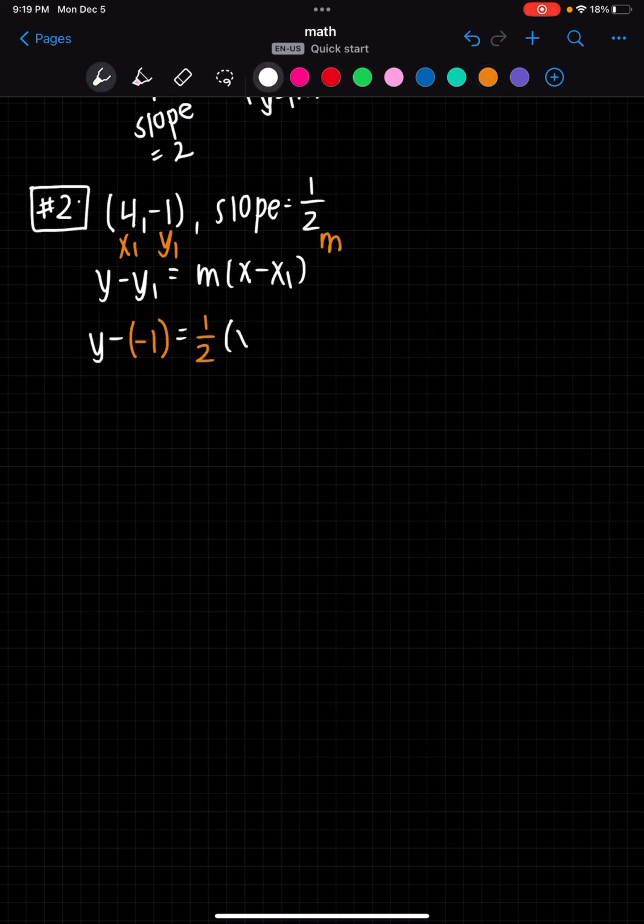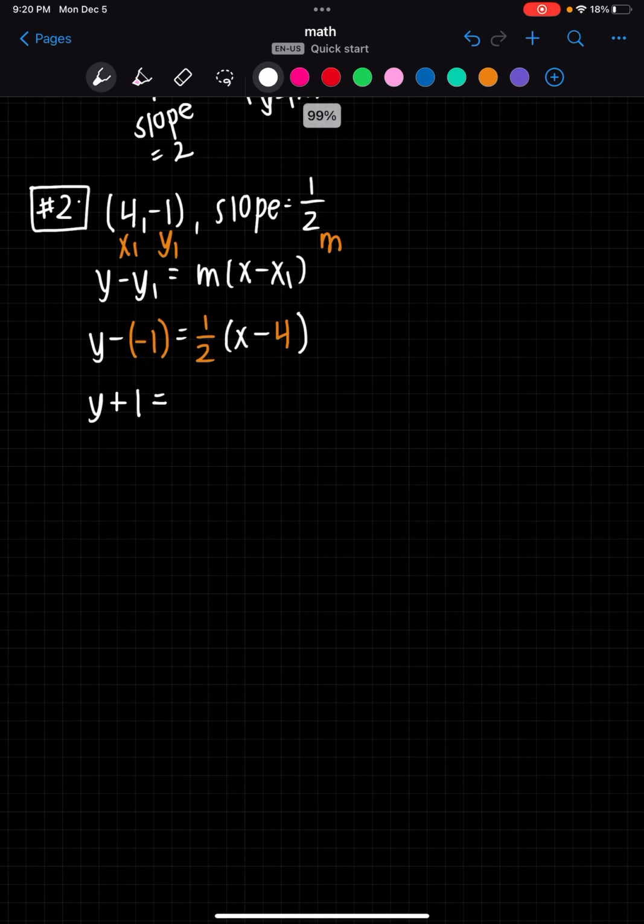And then x minus my x1, which is 4. Okay, so we're going to do two steps in one right here. I'm going to simplify the left side and simplify the right side. When I simplify the left side, notice that there are two negatives right next to each other, the y minus the -1. When you have two negatives right next to each other, that's basically saying that we have two negatives multiplying each other, and we know that a negative times a negative is a positive. What that tells me is that I can rewrite this as y plus 1. So anytime you see two negatives right next to each other like that, make it a big positive.